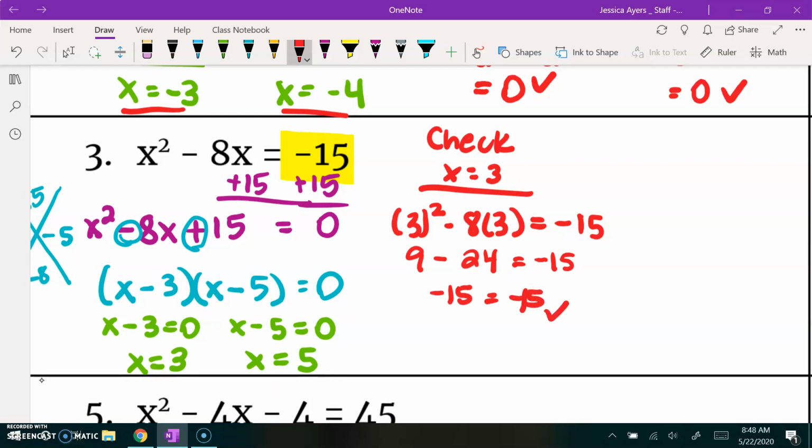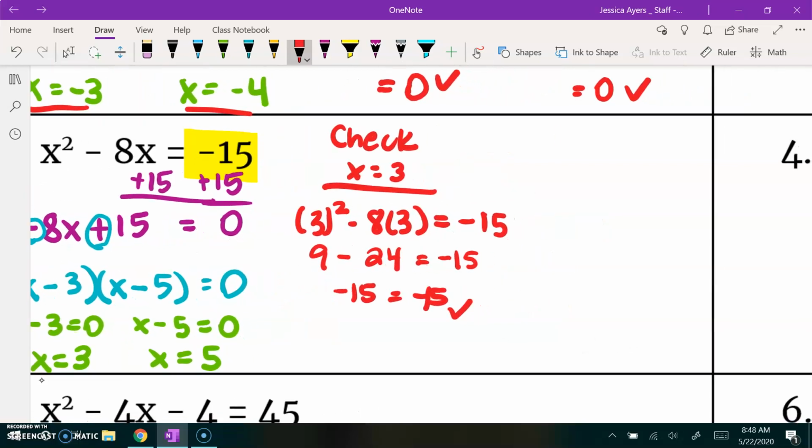I always go back to the original in the event that you accidentally moved something over wrong. For this one, if you moved the 15 over and kept it negative, you wouldn't be able to factor it, so you would know something was wrong, but that's not always the case. So it's always good to check back with the original problem first.